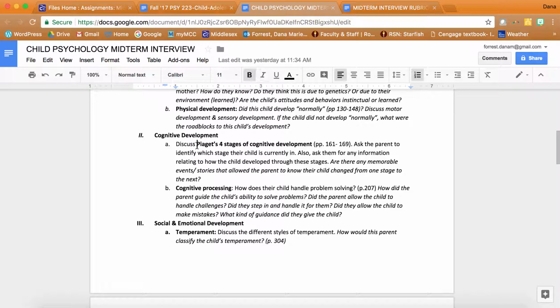Cognitive development. So you're going to talk about Piaget here. Piaget is our king of cognitive development theorists. So you're going to talk about the 4 stages of cognitive development. Okay? Then you're going to ask them to identify which stage their child is currently in, based on their age. You're going to ask them for any information related to how the child developed through these stages. So is there any story or any event that happened where the parent kind of knew when the child shifted from one stage to another? And again, they may just be learning this theory for the first time, but you're going to help them through that and process that a little bit and see what kind of information you can gather from them.